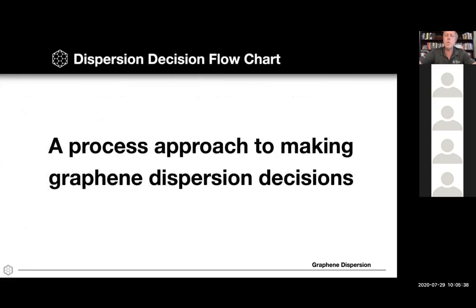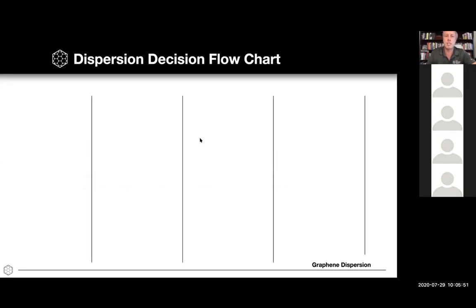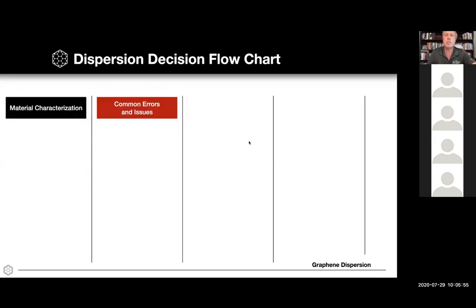Now, when it comes to dispersion, what we'd like to suggest as a way of thinking about this and organizing our thoughts, and the presentations you'll hear from our subject matter experts will follow this format, is to talk about a process approach. So what's the first thing you have to do is looking at the material characterization.